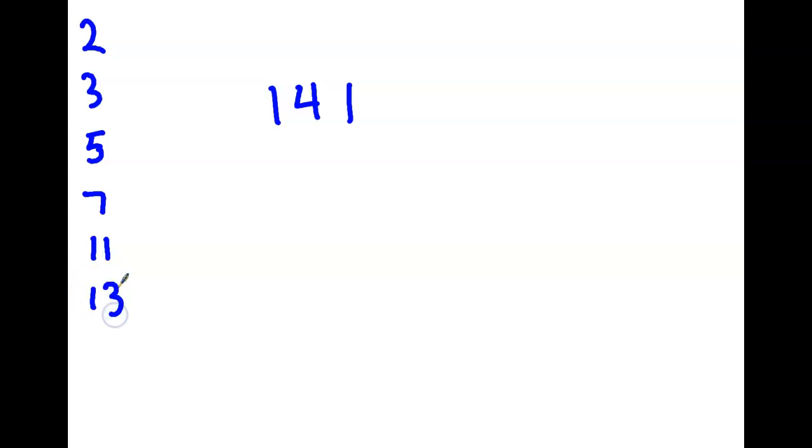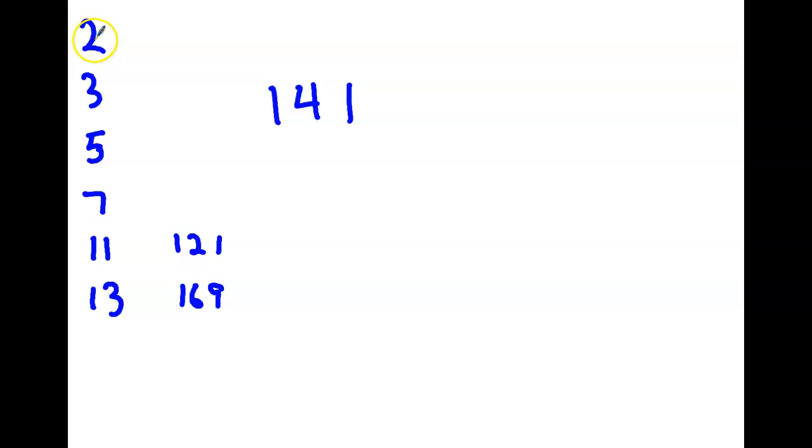Okay, let's try 141. So I'm going to check 2, 3, 5, 7, 11, and 13. Well, when do I get to quit? Well, here's something I know. 11 times 11 is already 121. 13 times 13 is 169. If it's not divisible by 11, I'm already over 141 with the next one, so I don't even need to keep checking. So let's just check up to 11, and if it doesn't work, then we know it's prime.